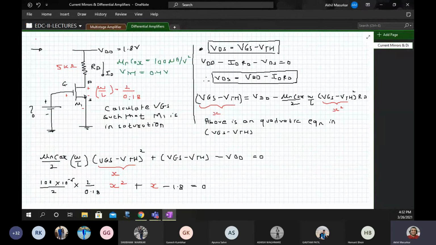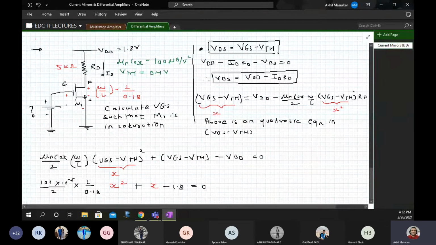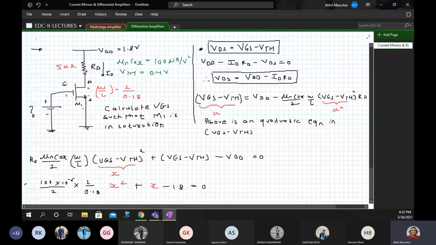No, Hemant, something is wrong. I think we are forgetting one term here, that is RD. So here we have to write 5 into 10 raised to 3. Just add that.